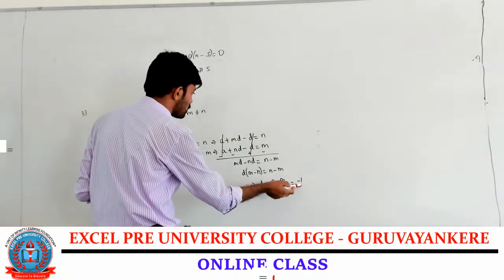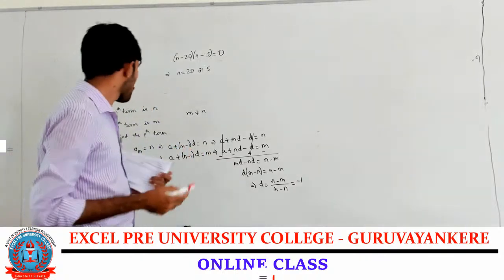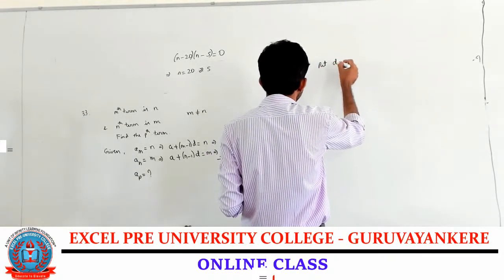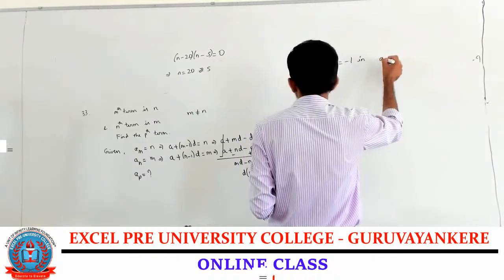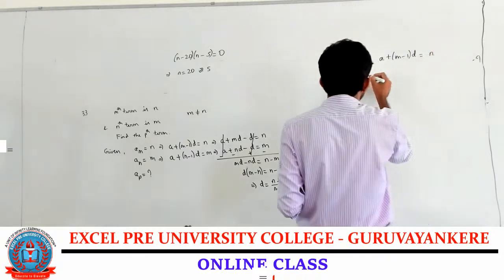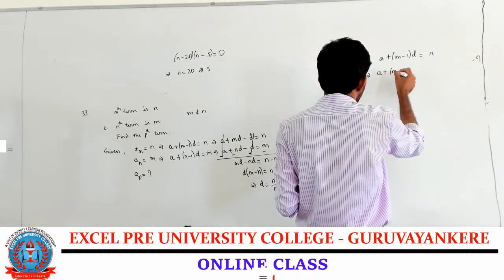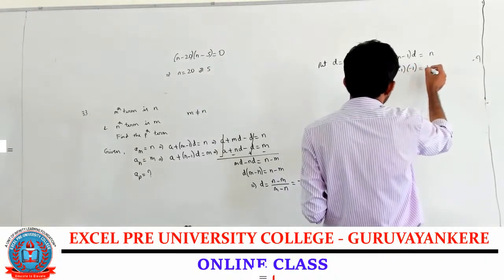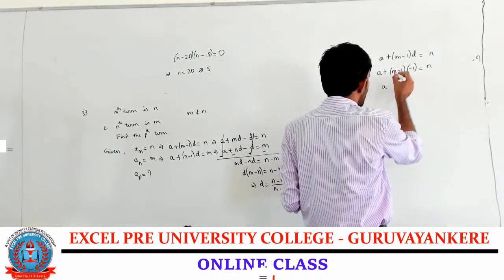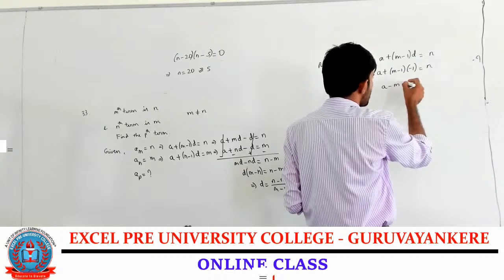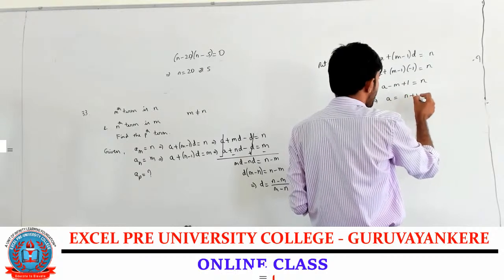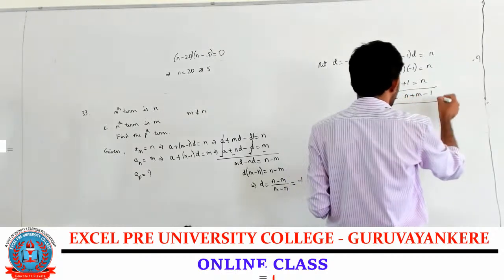Substitute this common difference d equal to minus 1 in one of the equations. In a plus m minus 1 into d equal to n: a plus m minus 1 into common difference minus 1 is equal to n. m into minus 1 is minus m, minus into minus plus 1 is equal to n. So a is equal to n plus m minus 1. Rearrange the terms, we get the first term.